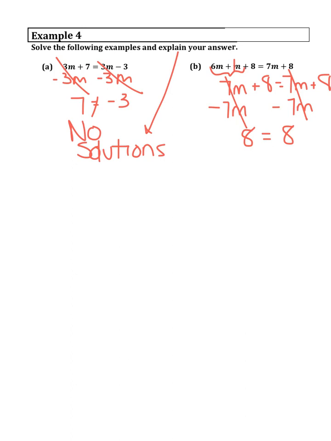And you won't see a whole lot of this chapter, but you will in the future. When you get a true statement at the end, that means all real numbers will work as solutions. So it's the contrary to no solutions. Instead, any number would work for m, and it would still keep the equation true. So we would say all real numbers in that event.